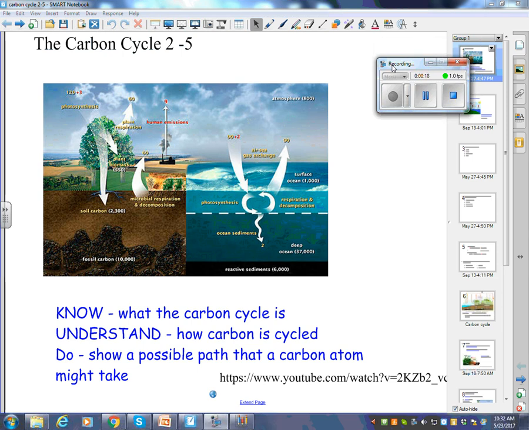And I said at the end, you should know what the carbon cycle is, understand how carbon's recycled, and show a possible path that a carbon atom might take.